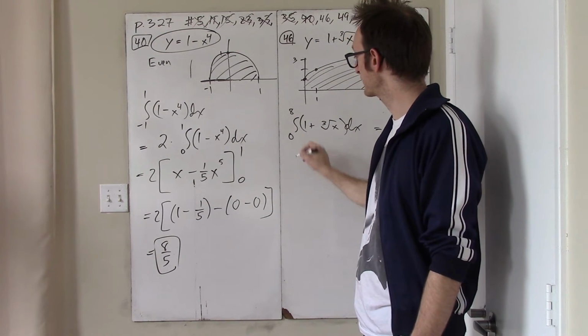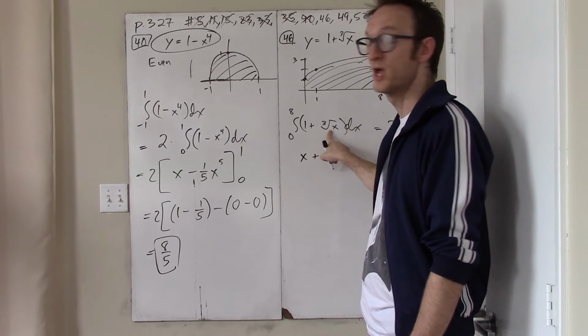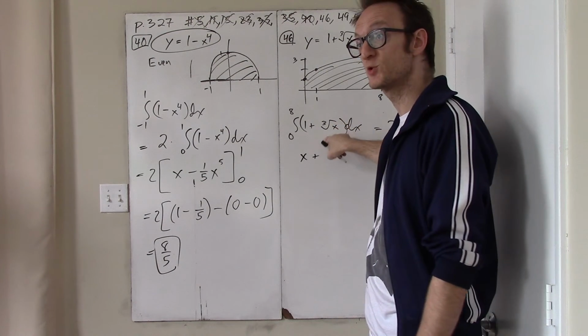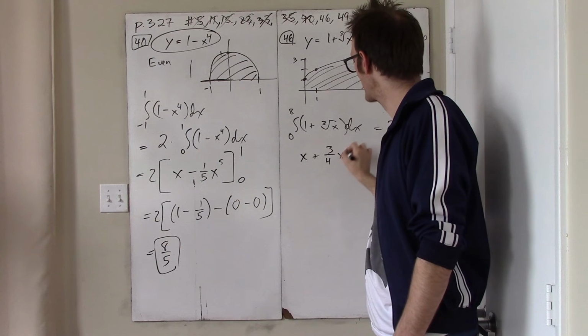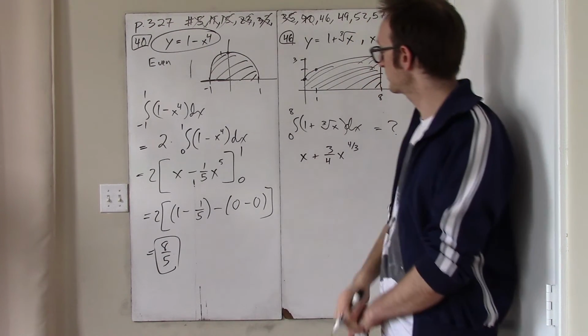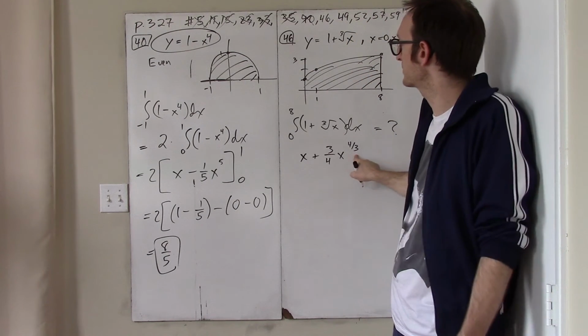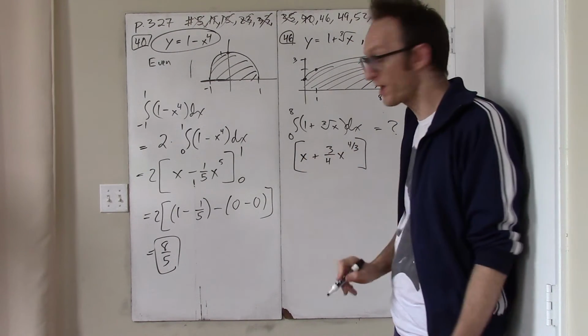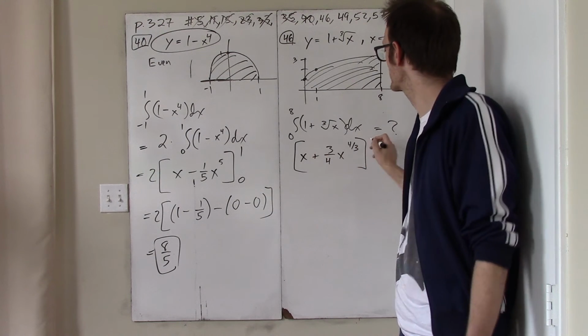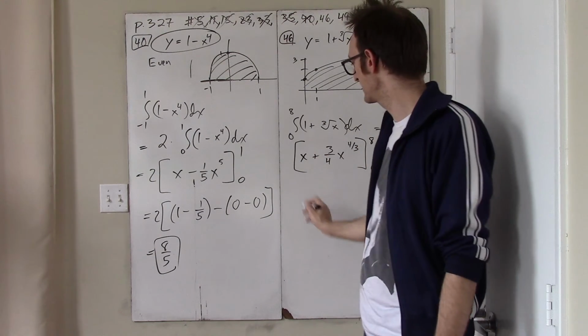I'll just do it. Antiderivative of 1 is x, and the antiderivative of x to the 1/3 is, you go up a power to 4/3. So this is going to be 3/4 x to the 4/3, which is certainly correct. If you differentiate this, you get back to cube root. And so, bam, that is one of the antiderivatives of 1 plus cube root x. We evaluate at 8 and 0.